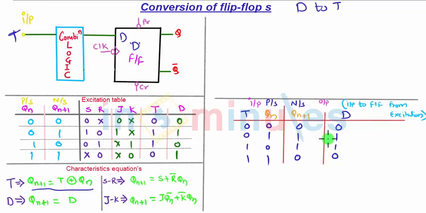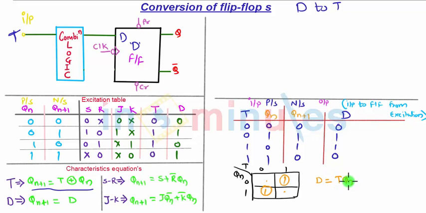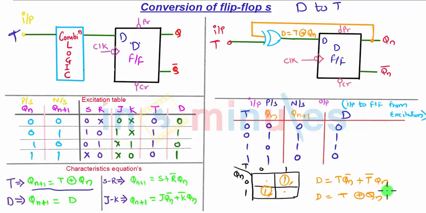So let us solve the K-map for D. Here D will be equal to T Qn bar for this section plus T bar Qn. So this is nothing but D is equal to XOR logic between T and Qn once again. So you can easily modify this combinational logic and find out the conversion of D to T flip-flop. Here is the final diagram for conversion of D flip-flop to T flip-flop, and the combinational logic is replaced by one XOR gate here.